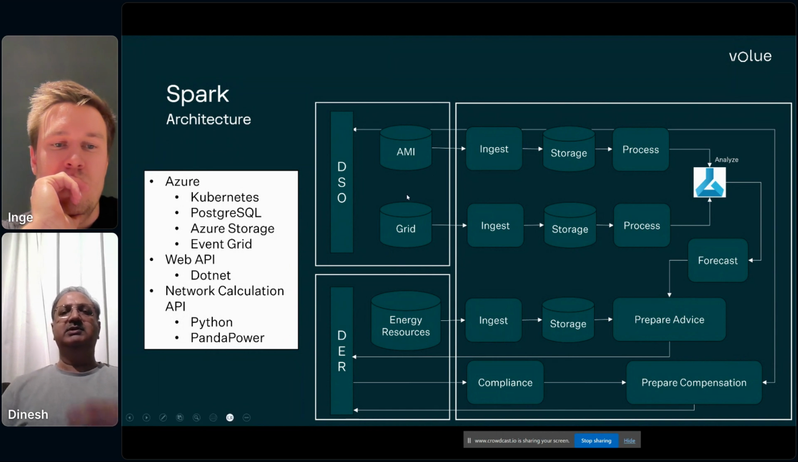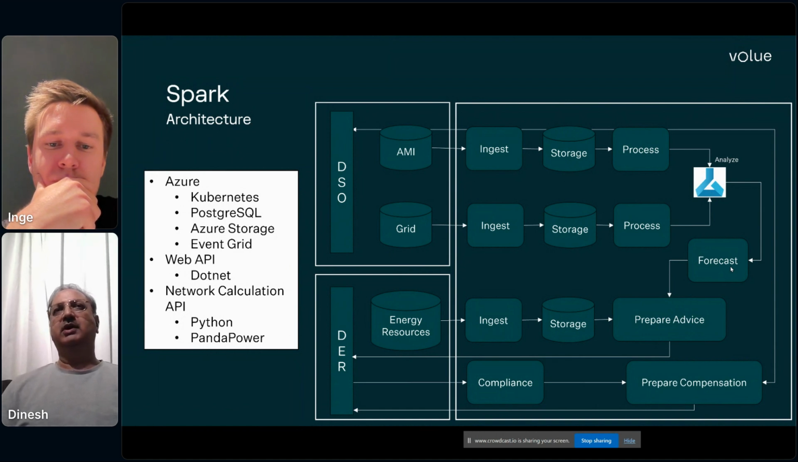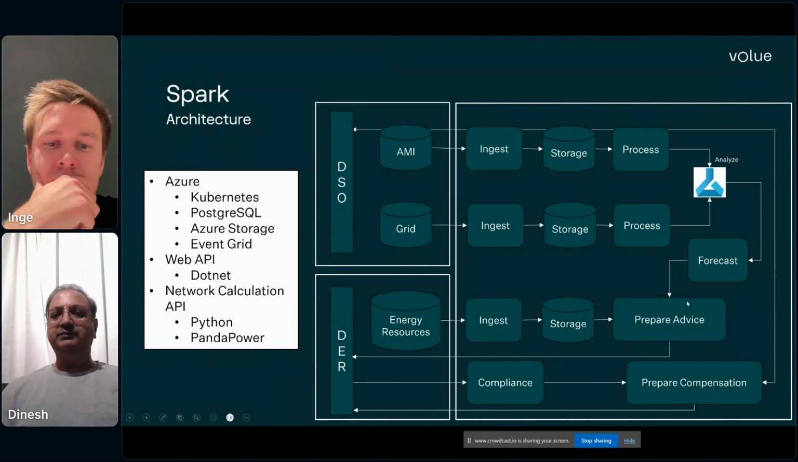If you see what is happening, the DSO provides data, which is from AMI and the grid data. We ingest it into our storages and process the data. We analyze this data and do a forecast using ML, trying to say what is going to happen, how much load will be on this neighborhood at any point of time in the future.